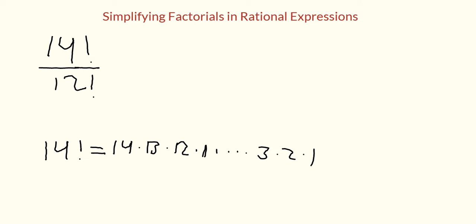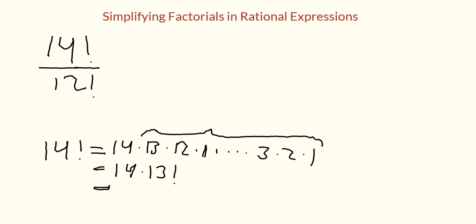But, notice, I could go ahead and write it as 14 times 13 factorial. Because isn't this right here, this product of 1 through 13 factorial? So we have the product of 14 times 13 factorial, or we could even write it as 14 times 13 times 12 factorial.